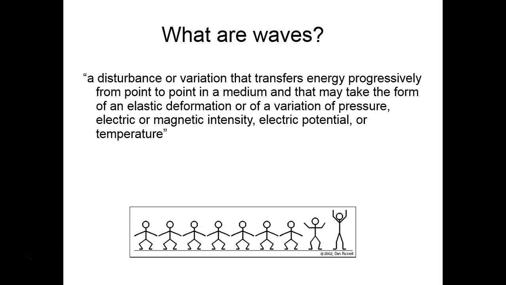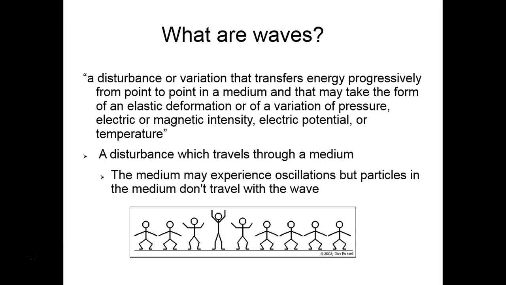Okay, so let's start out with the definition for waves. Waves are described as a disturbance or variation that transfers energy progressively from point to point in a medium and that may take the form of an elastic deformation or of a variation of pressure, electric or magnetic intensity, electric potential, or temperature. So that is a mouthful. I have a shorter definition for you: a wave is a disturbance which travels through a medium. Okay, so the medium would be water.